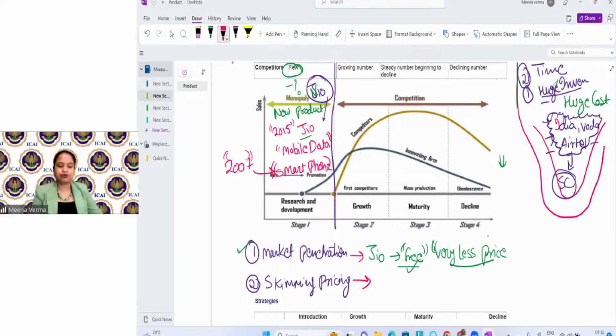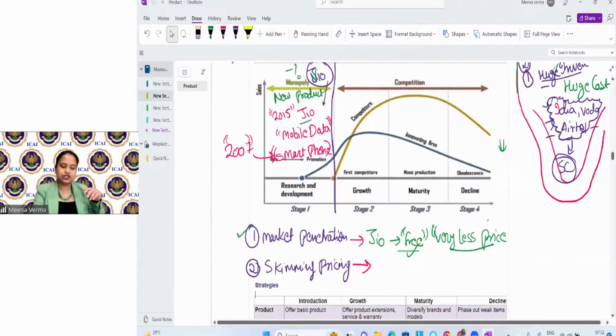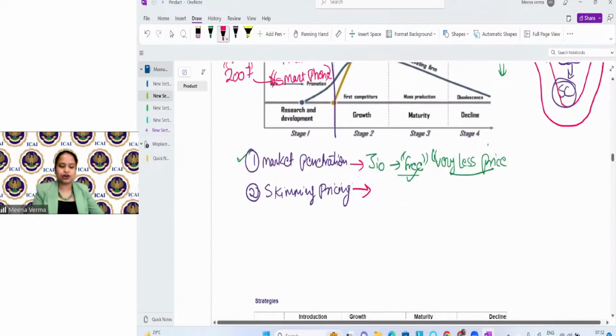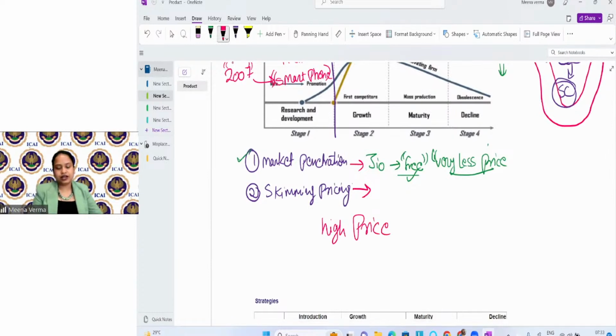Now, if you remember, when Apple introduces any product, they introduce it at a very high price. Initially, iPhone was very expensive, MacBook was very expensive, iPad was very expensive. But gradually the price of the product decreases. This is skimming pricing strategy. Initially you sell your product at a high price, and later on you decrease the selling price of the product.